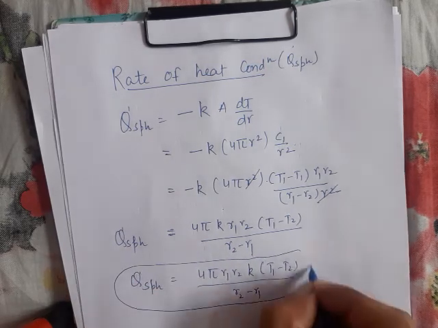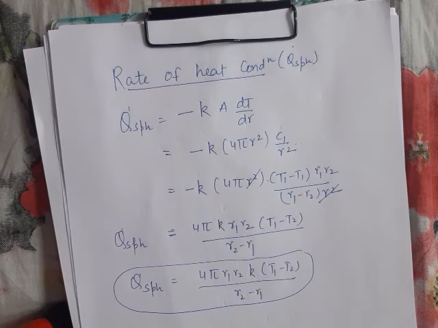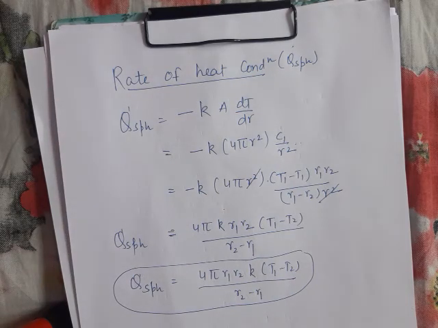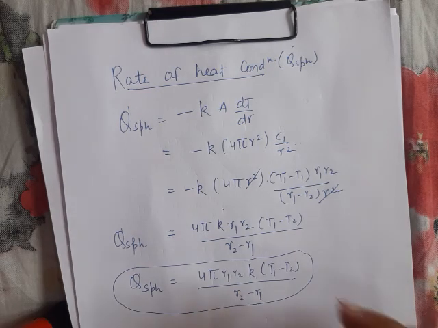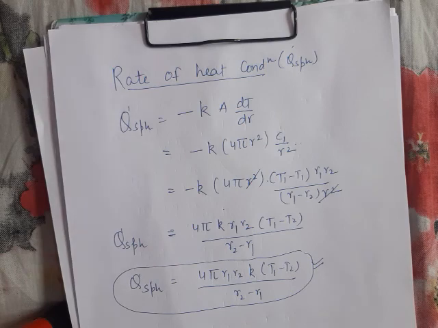This is the expression for the rate of heat conduction through the sphere, the one dimensional rate of heat conduction equation for a sphere under general assumptions, that is, no heat generation, steady conditions, K is constant, and one dimensional. This is the generalized equation for heat conduction through a sphere.